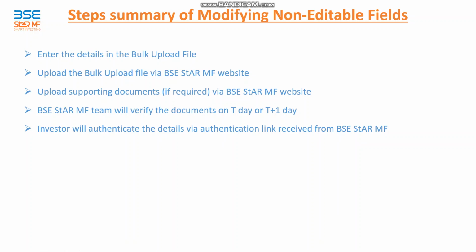Now, these are the step summaries of modifying the non-editable fields of the client. First step, enter the details which you need to modify in the bulk upload file. Second, upload the bulk upload file via the BSE StarMF website. Third, upload supporting documents if required via the BSE StarMF website. Fourth, the BSE StarMF team will verify the documents on T-day or T+1. The last step is that the investor will authenticate the details via the authentication link, which they will receive from BSE StarMF either via SMS or via email.